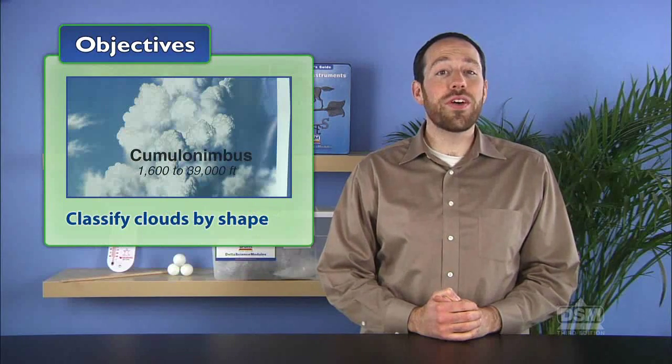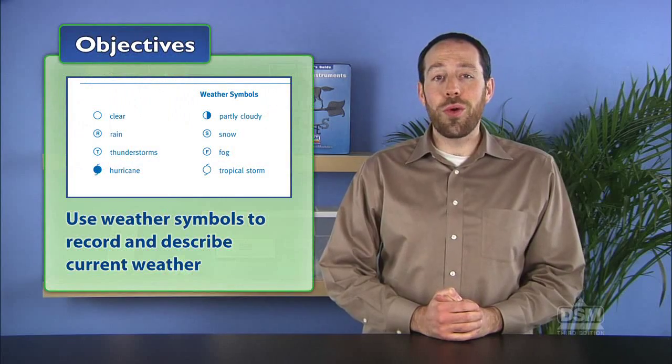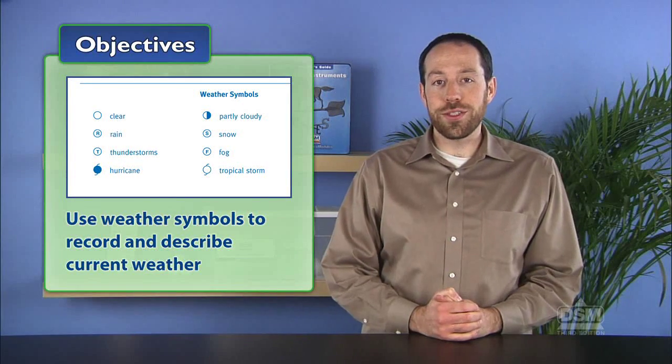In Activity 10, Classifying Clouds, students go outside to observe, describe, and classify clouds. Students first determine the amount of cloud cover and then classify clouds by shape. Finally, students use weather symbols to record and describe current weather conditions.